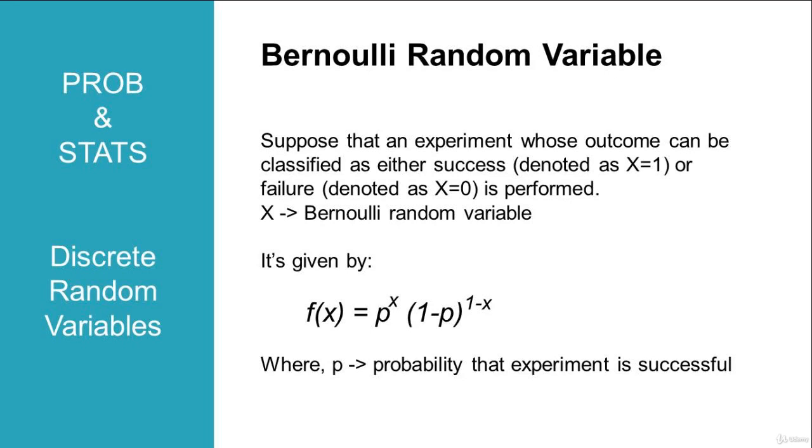The first one is Bernoulli random variables, which are used to model experiments that have two possible outcomes, 0 or 1. An example would be flipping a biased coin such that the probability of obtaining heads is p.